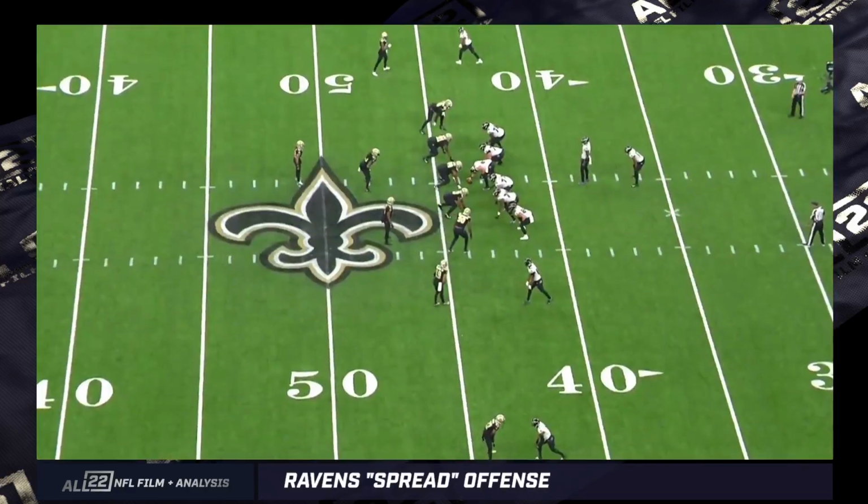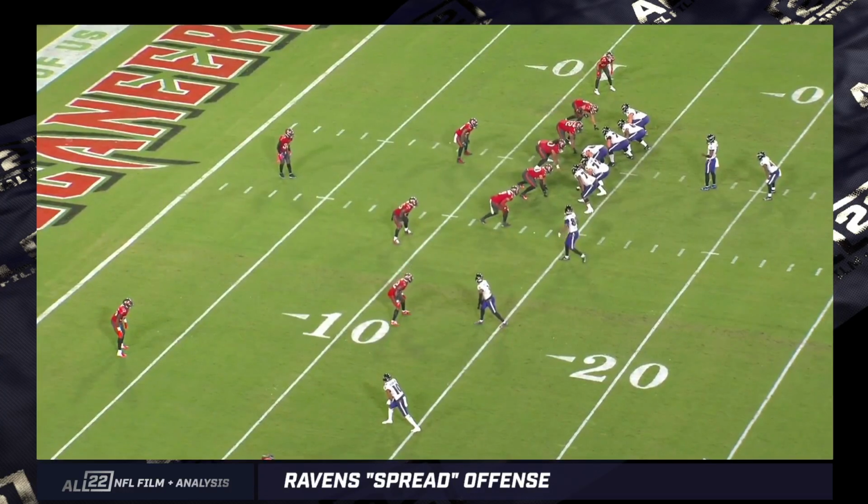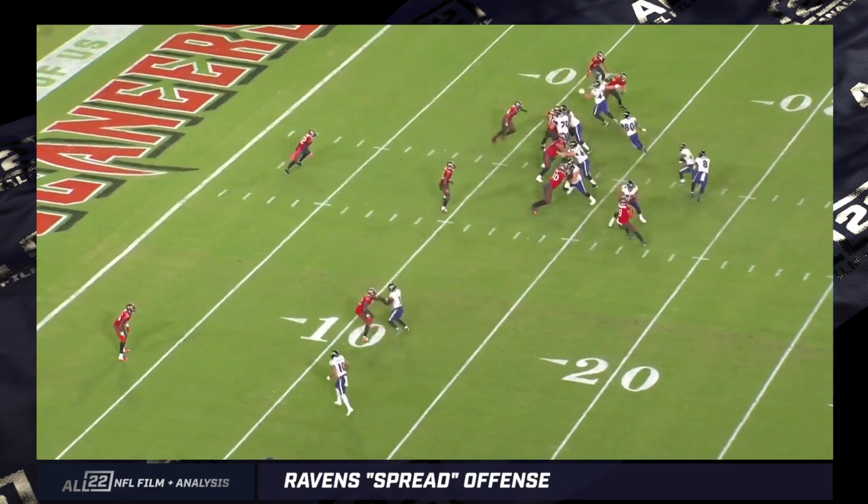That last one, by the way, one more time. That last one, we're attacking away from the trip side. We're attacking to the single receiver side. In this case, it's where Ricard is lined up.